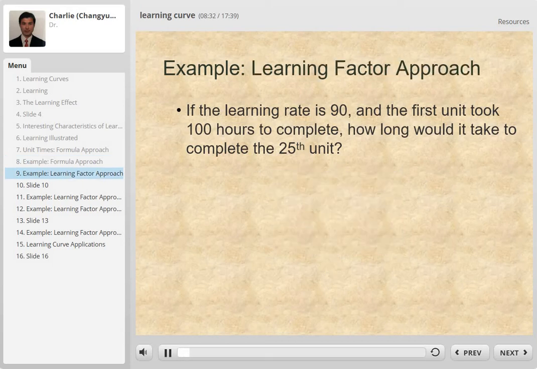For field use, a lot of times we prefer to have a table to calculate these learning rates. So I'm going to show you a way to calculate the learning rates without using this calculator. Now here's an example. If the learning rate is 90%, the first unit took 100 hours to complete. How long would it take to complete the 25th unit? This is the same example we have just done. Now we're not going to use the calculator. We're going to use a table.